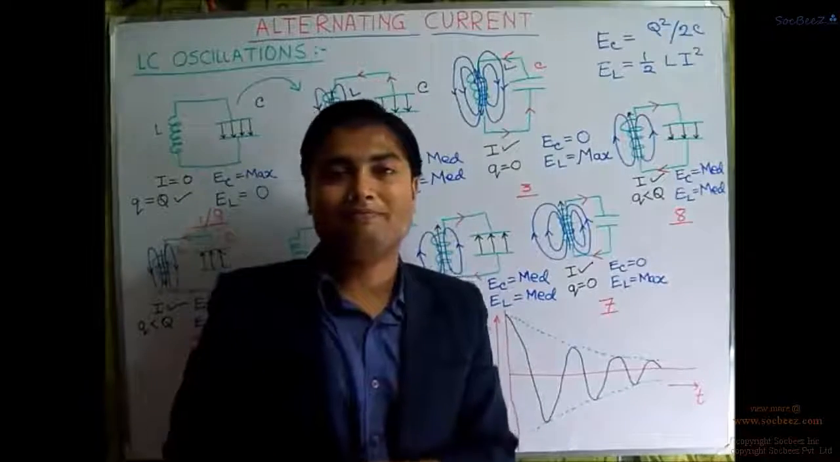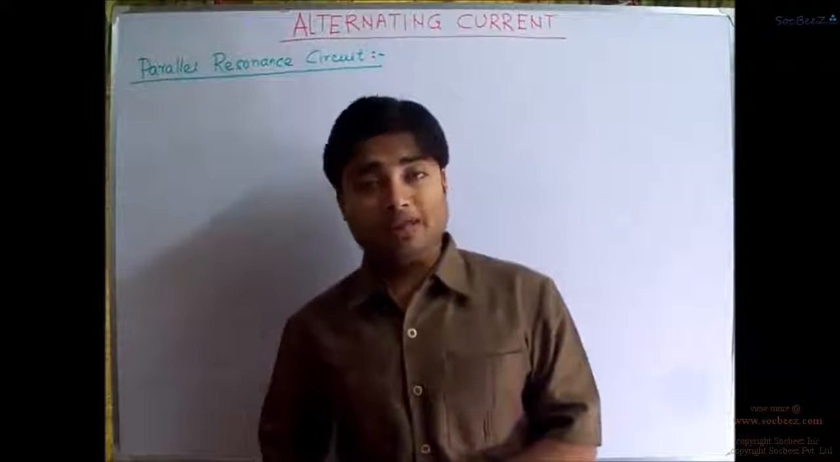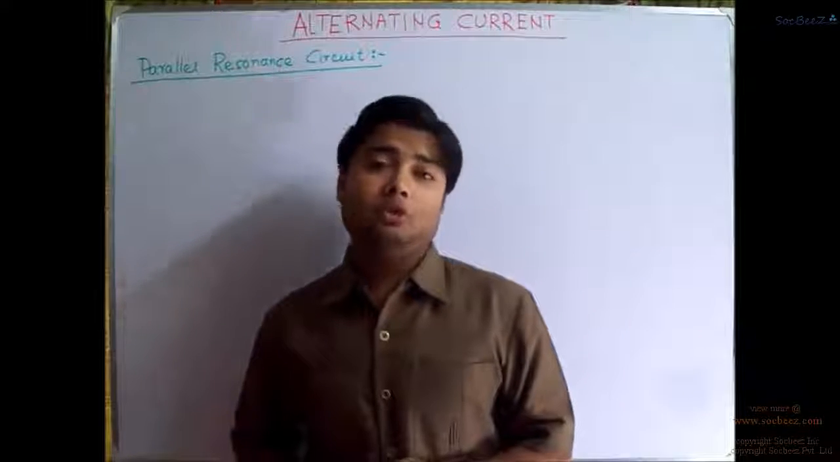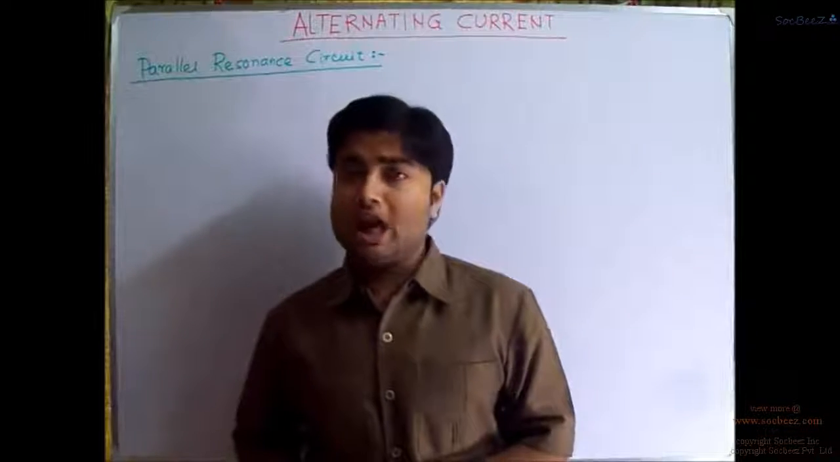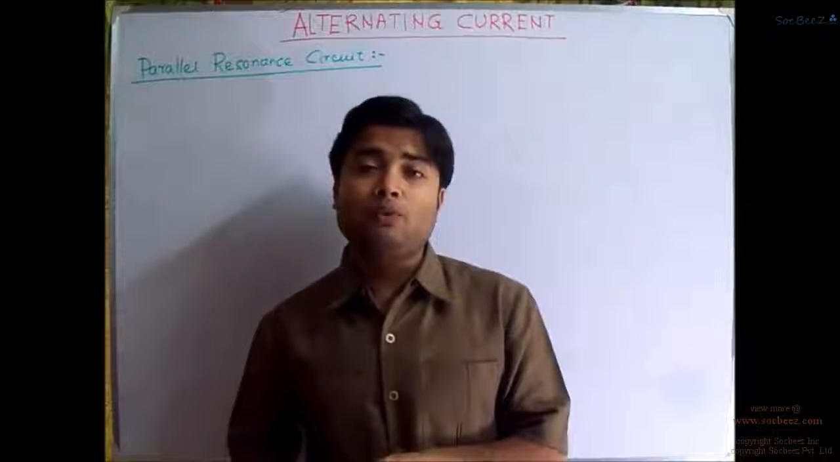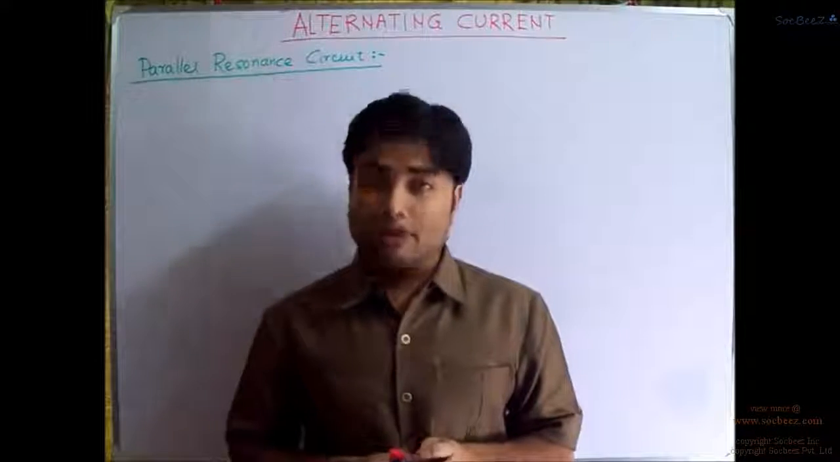Now, as we have seen the resonance in series circuit, now we shall be looking into the parallel circuits: how the resonance occurs, at what frequency the resonance occurs, and what will be the amount of current that will be flowing at the time of the resonance, right?